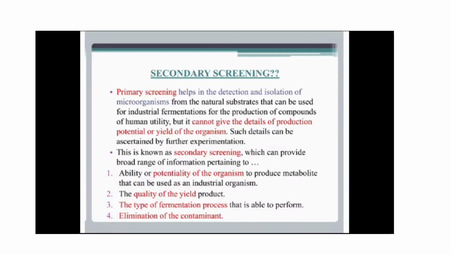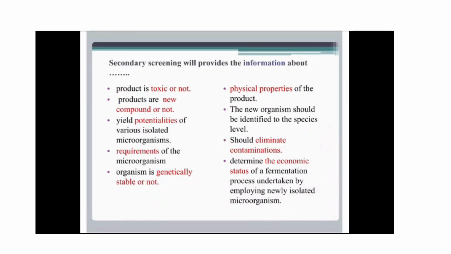Next, secondary screening. Primary screening helps in the detection and isolation of microorganisms from natural sources, but it does not give detail on the production potential or yield of organisms. Such details are given by secondary screening. This can provide a broad range of information pertaining to the quality of the yield product, elimination of contaminants, the type of fermentation product the organism is able to produce, whether the product is toxic or not, yield potentials of various isolated microorganisms, and so on.